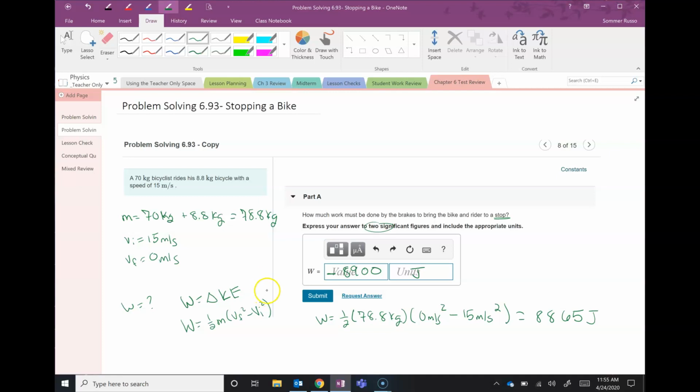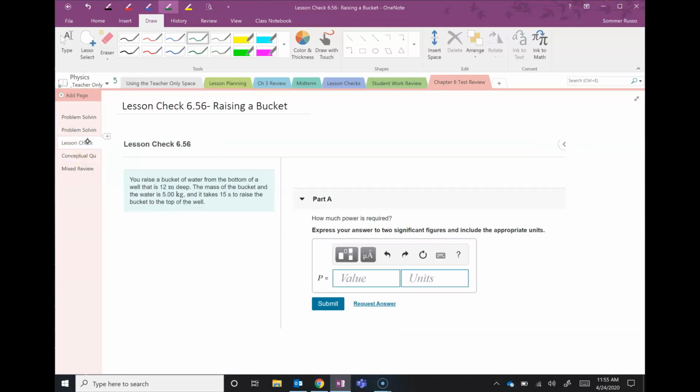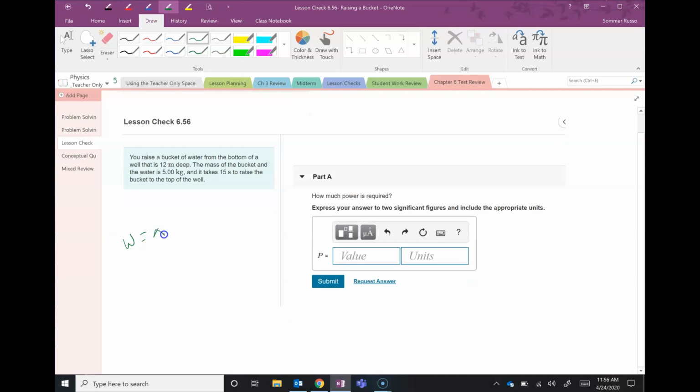So that seems to be where we're having the biggest issue, is the work is equal to kinetic energy. This one, we are looking at the fact that any work can be related to any change in energy. Most typically we see it related to a change in kinetic energy, but we also have to do work in order to get a potential energy. In this particular case, we are raising a bucket from the bottom of a well that's 12 meters deep, right? That means we are changing the potential energy of our bucket, right? So work is any change in energy.